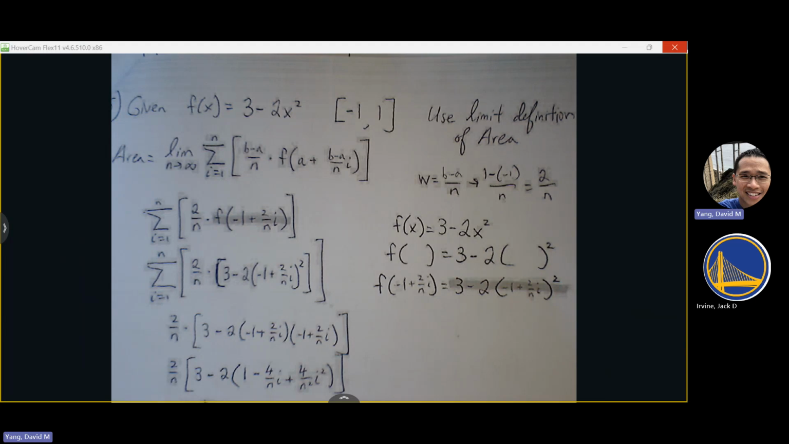So we build our width formula first, 1 minus negative 1 over n. That's 2 over n. Put that 2 over n in for the width portions of your formula. And then your a gets replaced with negative 1. So there's my width, and there's my height.